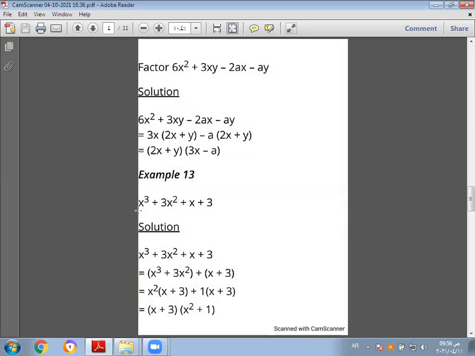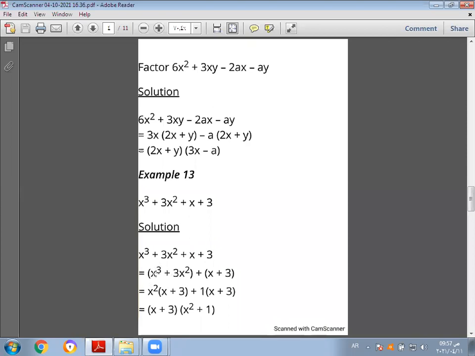Example: x power 3 plus 3x power 2 plus x plus 3. We group the first with the second and the third with the fourth. You can also take the first with the third and the second with the fourth, as you like. We take x power 3 with 3x power 2 together in one group, and x plus 3 in another group. Here we can take HCF of x power 3 plus 3x power 2.